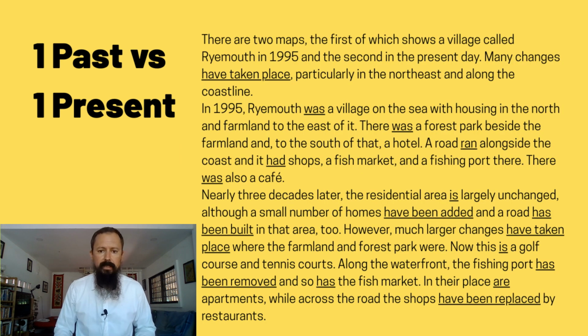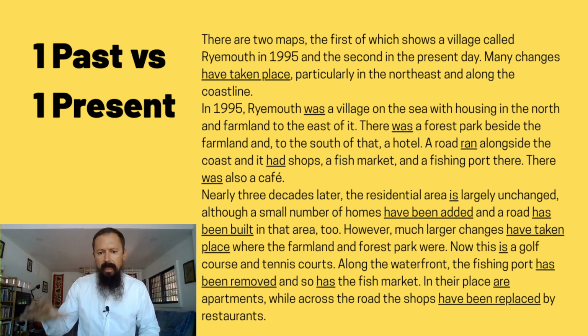Here you can see my sample answer again, and I've again highlighted or underlined most of the verb tenses. So you can see I've got a paragraph where I'm just talking about the past. So I say in 1995, Rymouth was a village on the sea. So that's using the past simple tense. There was a forest park. A road ran alongside the coast. That's a useful word. We use this for paths, roads, railways. We talk about them running in a certain place.